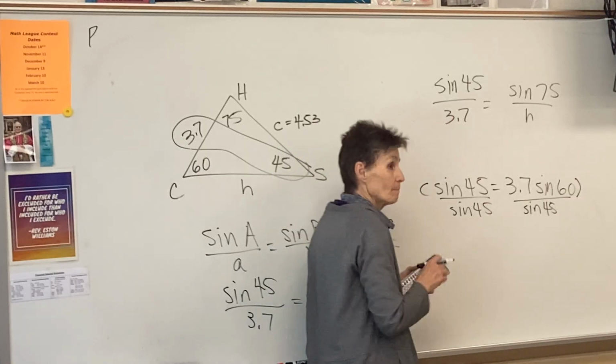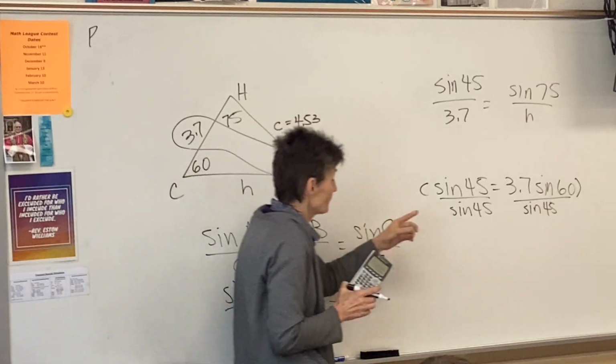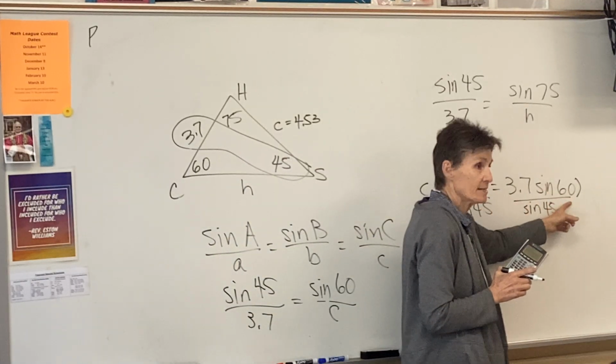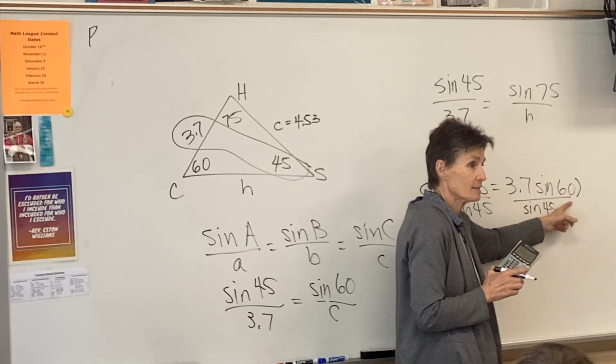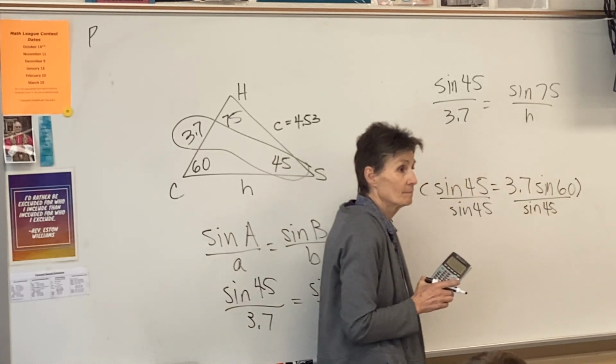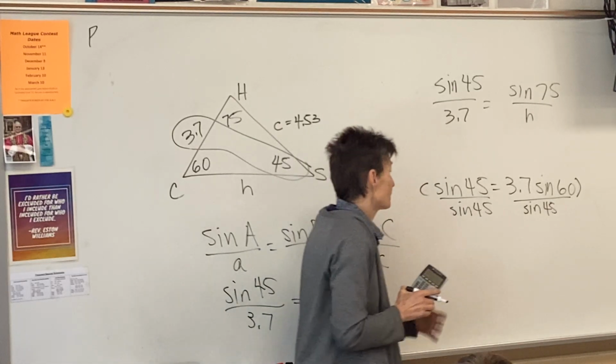Wait, can you say again what you typed into your calculator to get something like that? 3.7 sine 60, close parentheses, divided by sine 45. Okay. I've got the next.